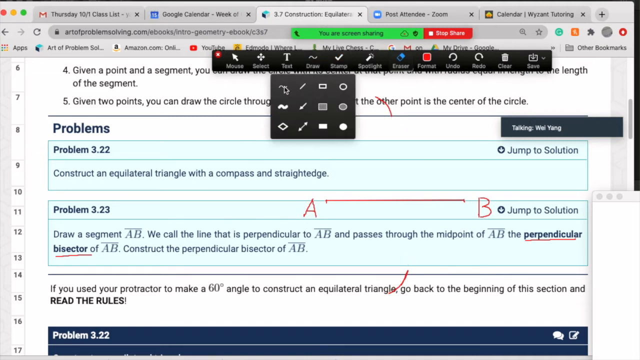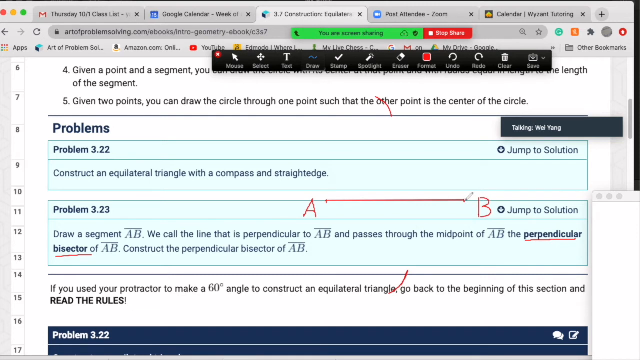Then you use B as the center point and draw arcs, this one and this one. So then you get these two intersection points. Suppose this one is C, this one is C prime. Now you connect these two points. What I draw here is not accurate, okay? I think it should be like this. Anyway, you just connect these two points.